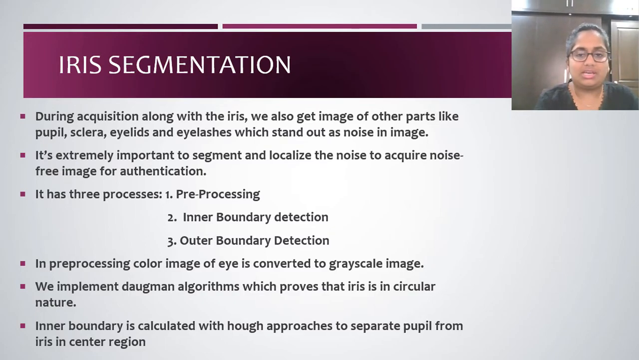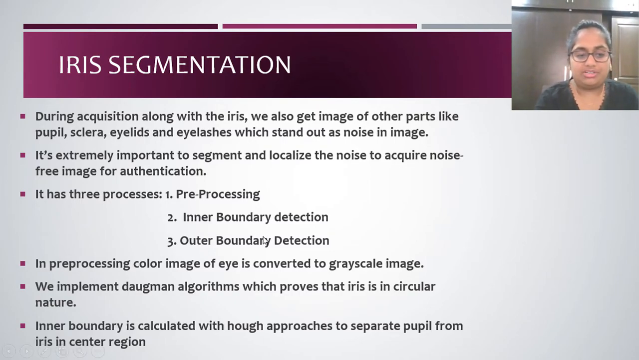So in the segmentation we generally remove all the noise and make the image noise free. To make this image noise free, there are another three processes involved. The very first is the pre-processing stage, the second is the outer boundary detection, and the third is the inner boundary detection. In the pre-processing stage, the color of the image is first converted into a grayscale image just to make sure that it is very well understood and read by the system developed within the whole operation.